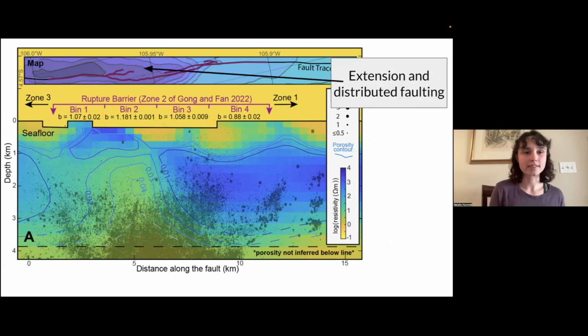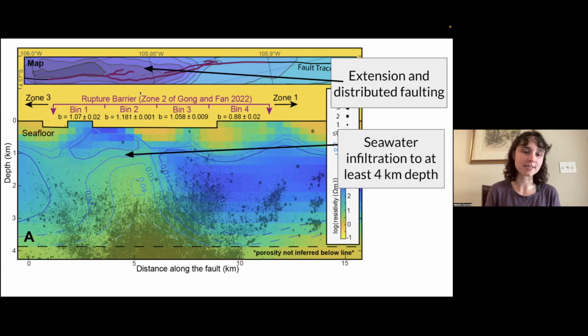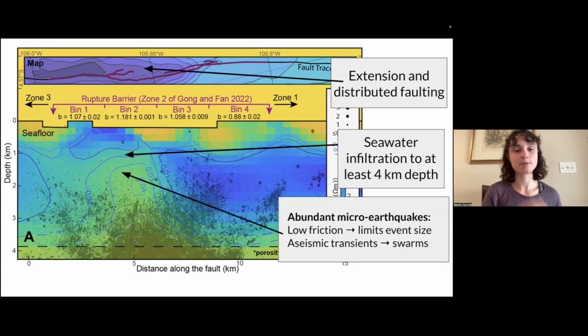And so maybe we can start to tell a story where there's some transtension across the fault that causes distributed faulting, which allows seawater to infiltrate into the crust. And we see evidence that it's infiltrating at least down to 4 kilometers, maybe deeper. And then this seems to be correlated with abundant microearthquakes. So maybe what's happening is the water is altering the rock to materials with low coefficients of friction or that are velocity strengthening, which was limiting event size.